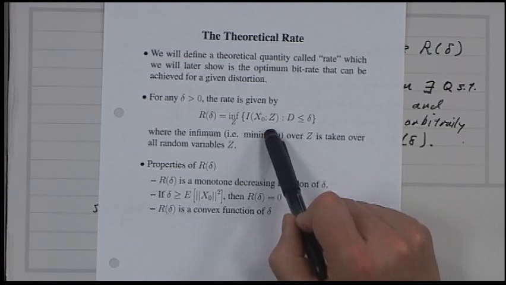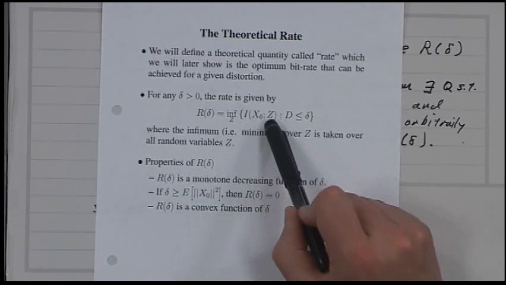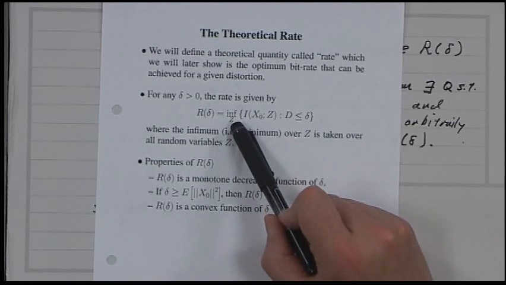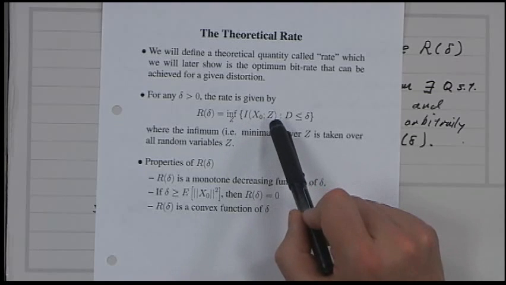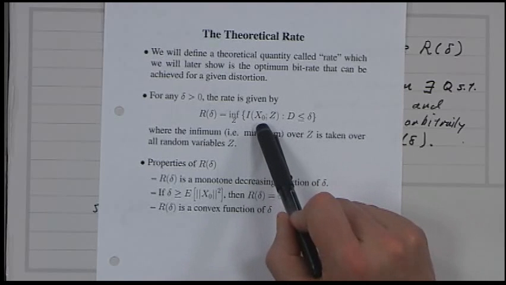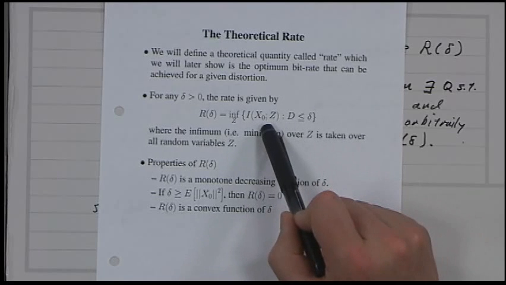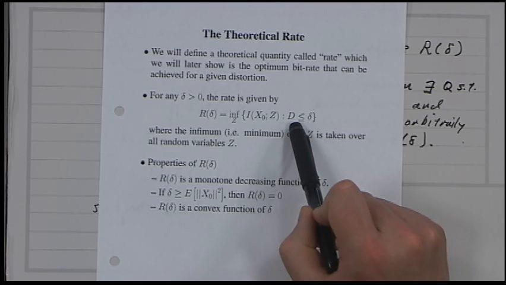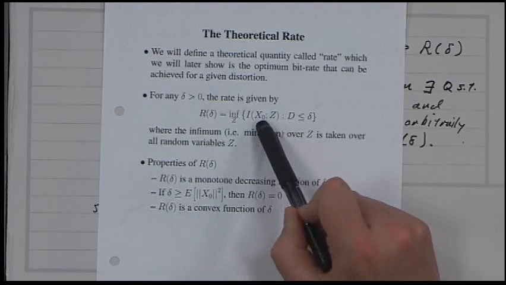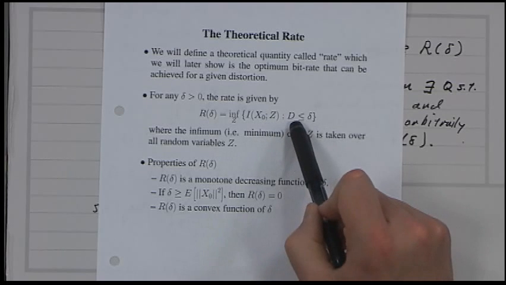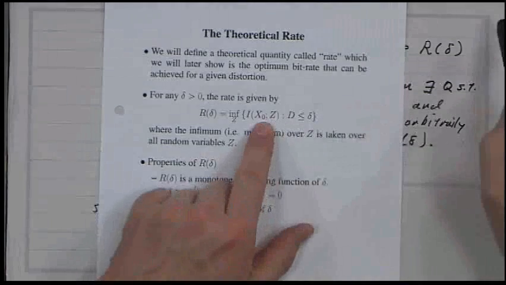But I can look for the z that produces the infimum, over all random variables, of the mutual information between x and z, subject to some constraint on the distortion. And the distortion then, so if I set the random variable z equal to x, let's take some special cases.